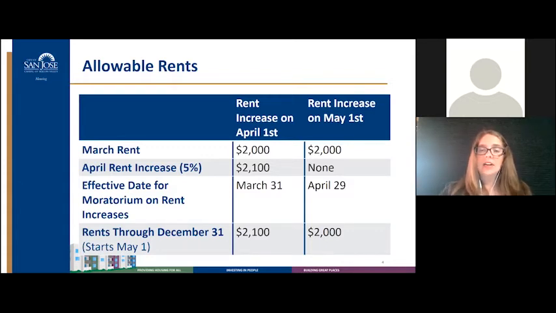Now, a second scenario is that a tenant was paying $2,000 and their landlord was proposing a rent increase on May 1st. In this case, the rent moratorium went into place on April 29th. Therefore, there was no rent increase allowed on May 1st. So the rent increase amount was $0 due to the moratorium, and the rent that will be paid for this tenant through December remains $2,000.